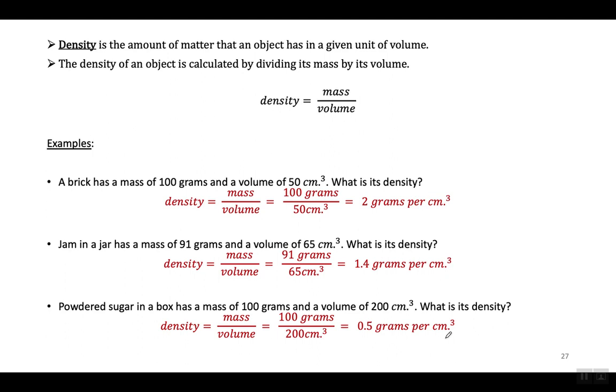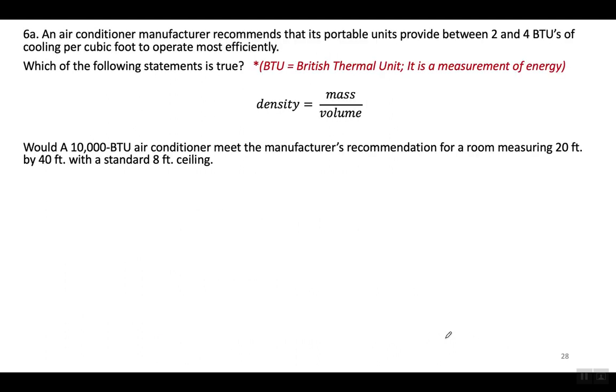Okay, now let's go to the actual question that's on the test, which involves these formulas. All right, and I have it broken up into 3 different slides. It says an air conditioner manufacturer recommends that its portable units provide between 2 and 4 BTUs of cooling per cubic foot to operate most efficiently. Which of the following statements is true? A BTU is a British thermal unit. It is a measurement of energy. So we're going to use this formula for the question.